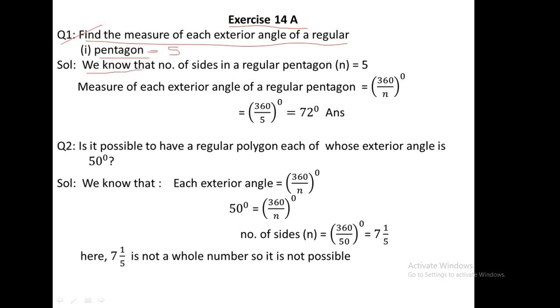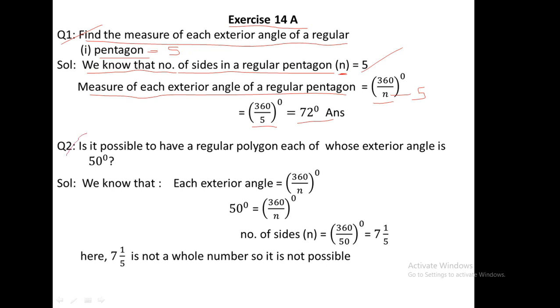So we know that the solution of this one is, the number of sides in a regular pentagon is n, so n equals 5. The measure of each exterior angle of a regular pentagon equals 360 degrees upon n. Now in place of n we have to put 5. So the value will be 360 upon 5. When we solve, it will come to 72 degrees.